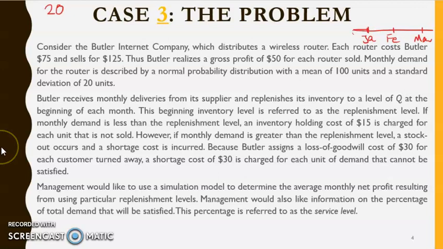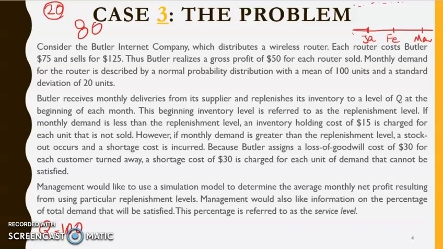So imagine we considered Q, just an example. We considered Q as 100. Okay, so at the beginning of each month after replenishment, the inventory level must reach the level of 100. So if the inventory level on the last day before January 1st is 20, how much do we need to get from our supplier? 80.